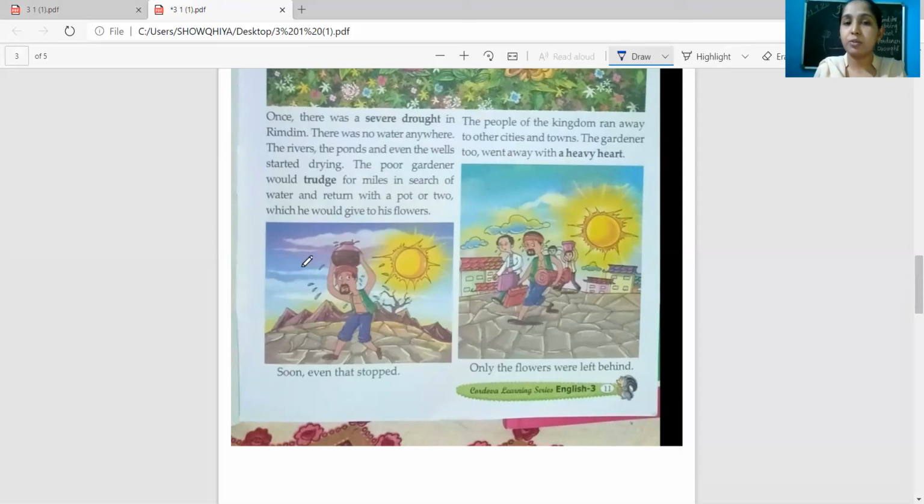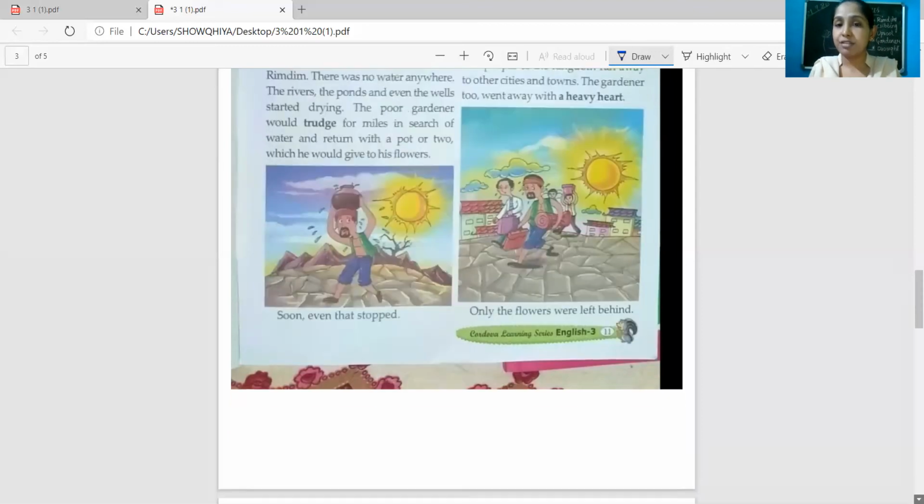See, in one picture you can see that he is getting water for the garden, but in the other he is going away from that place. Okay, so he will be moving, he will leave the place. Only the flowers are left behind, so there will be no one to take care of the garden. Only the garden with the flowers will be left behind.